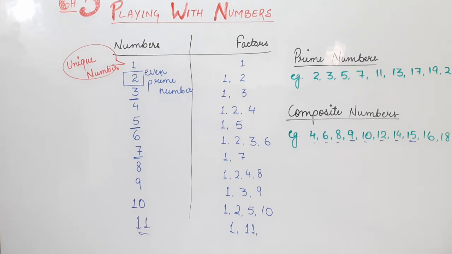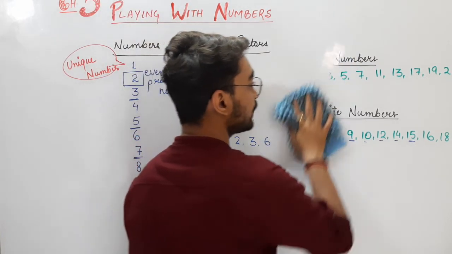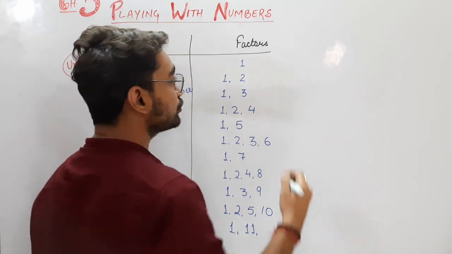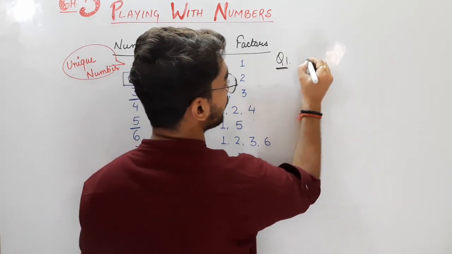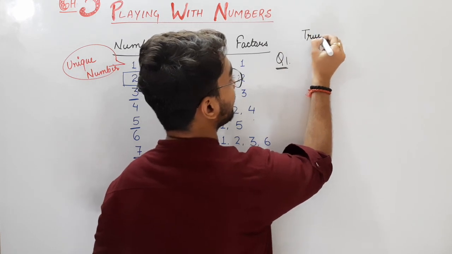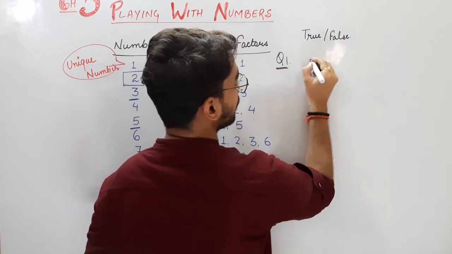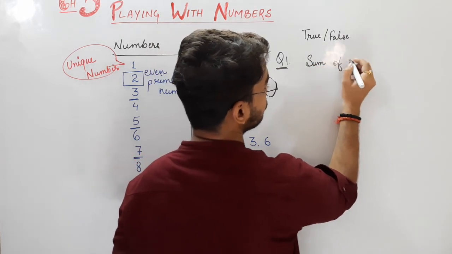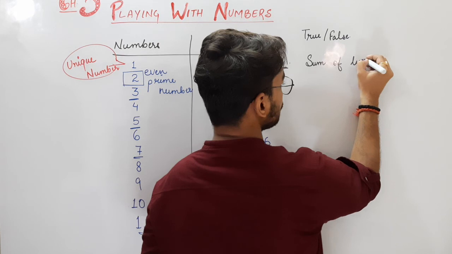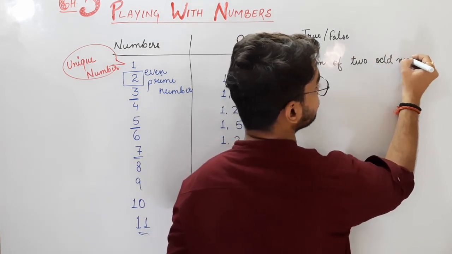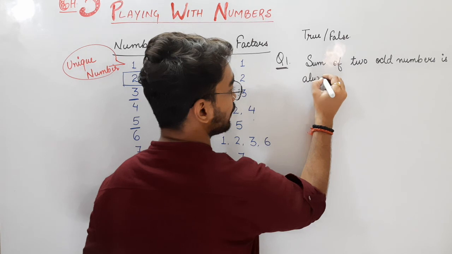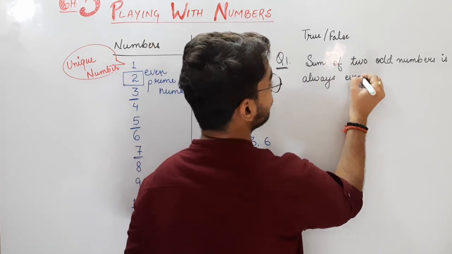What I'm going to ask you next is that I'm writing two questions here that you have to find the answer for, and you can type it in the comment box. Question number 1 is just like a true or false. True or false: the sum of two odd numbers is always even.